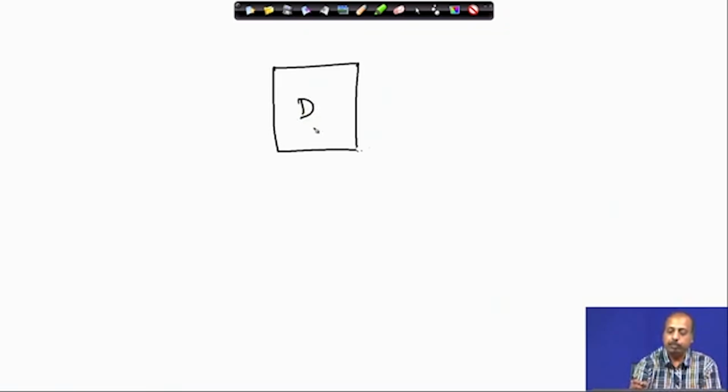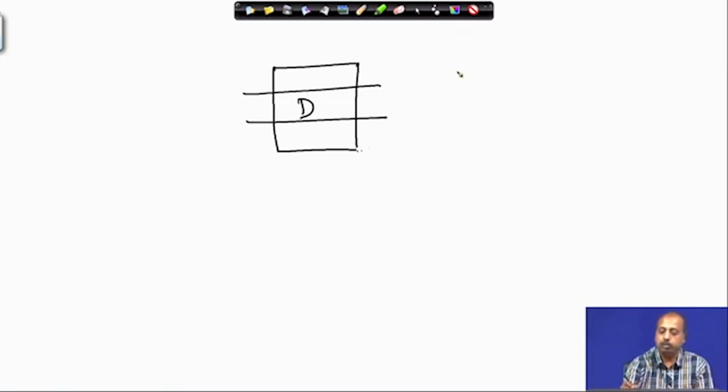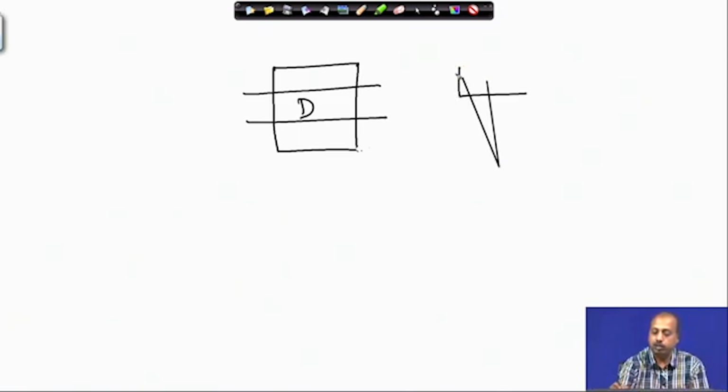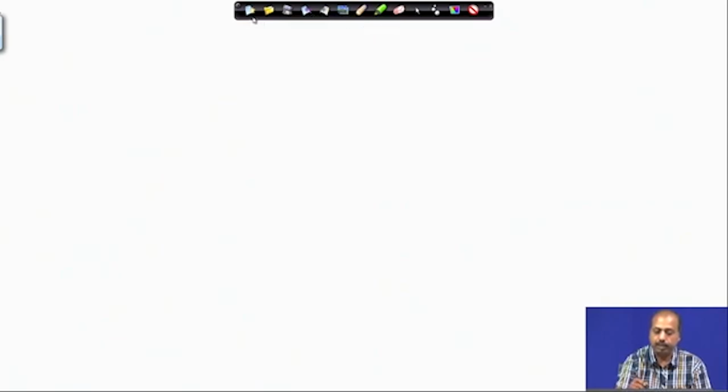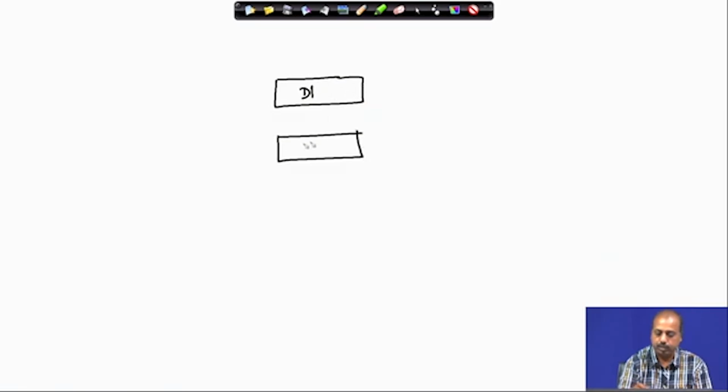Now, in a pipelined operation, this module is divided into a number of sub-modules. I have this first module, say of delay d1, then the output of this stage goes to the next stage, which has a delay of d2, and the output of that stage goes to the third stage, which has a delay of d3.